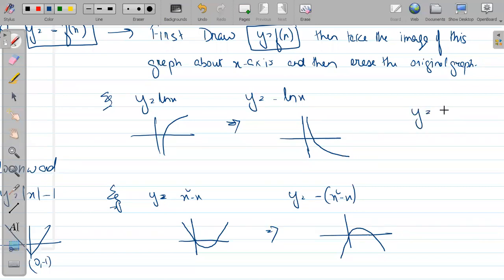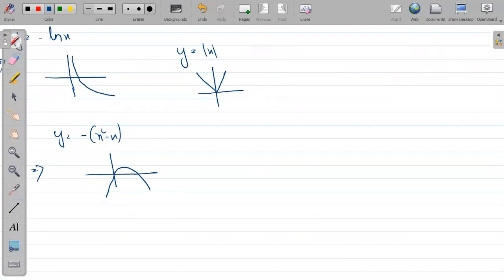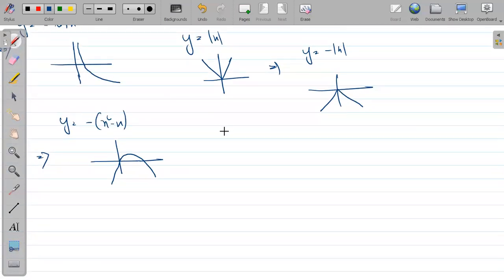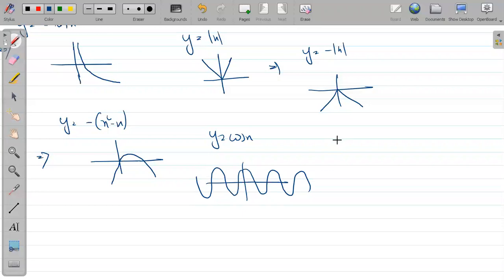Similarly, you can have any example, like y equal to f of x, mod of x. This is the graph. If anyone asks you, f of x is what? Mod x. So y equal to minus of mod x is what? Just take the image of this graph about the x-axis. You will get this graph only. Is it clear to you, beta? Yes only. Let's see, y equal to cos of x. So this is the graph only. If anyone asks you to find the graph of y equal to minus of cos of x, take the image of the whole graph about the x-axis.